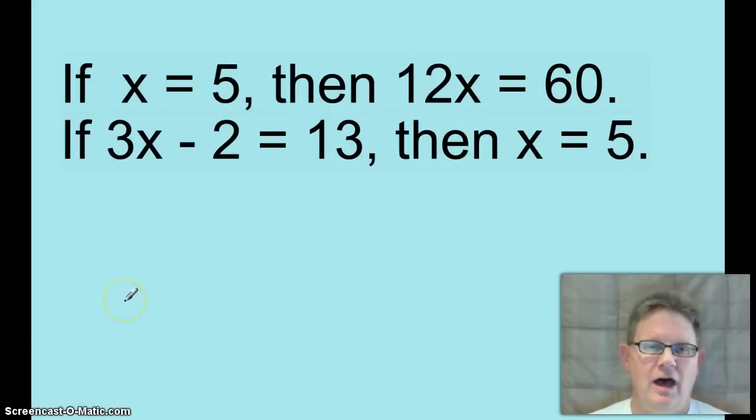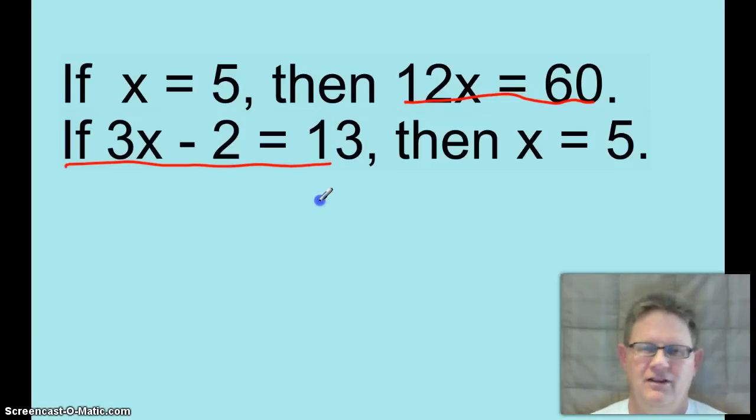If x equals 5, then 12x equals 60. If 3x minus 2 equals 13, then x equals 5. Notice that this conclusion right here is exactly the same as this, wait, no. That's not it at all. What are you going to do when you come across something like this?